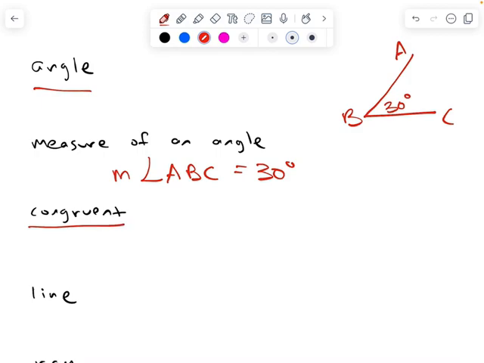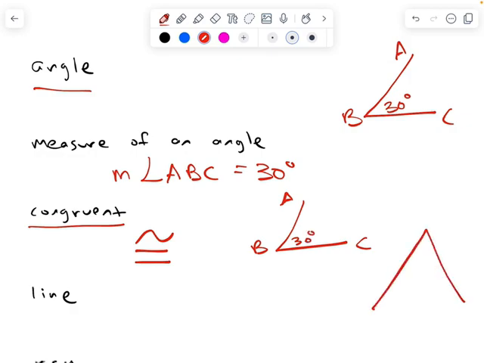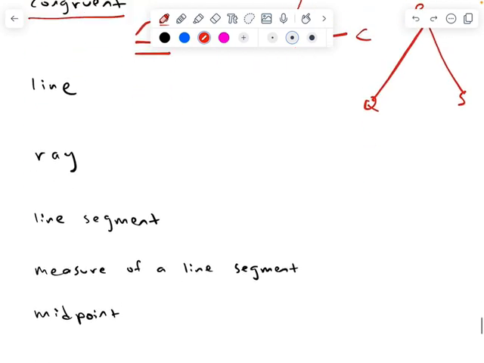Now congruent means the same as, and the symbol for that is an equal sign with a wiggly. So if I have this angle ABC, that's 30, and I have this angle over here, QRS, that's also 30, then I can say angle ABC is congruent to angle QRS. So congruent is basically like equals, but it means the two shapes would line up exactly on top of each other without any overlap.